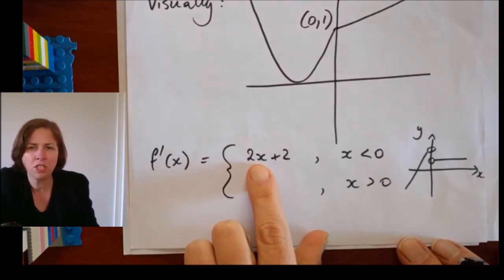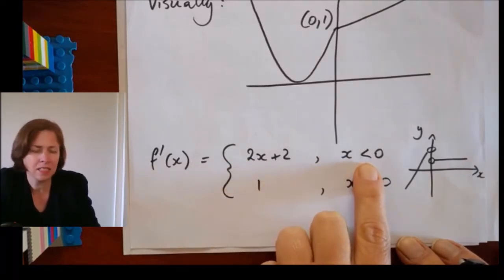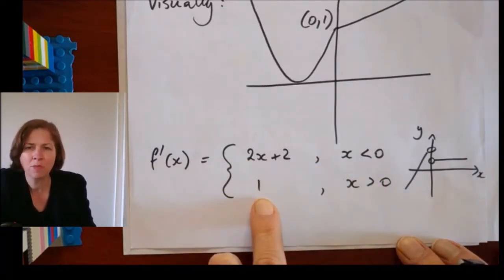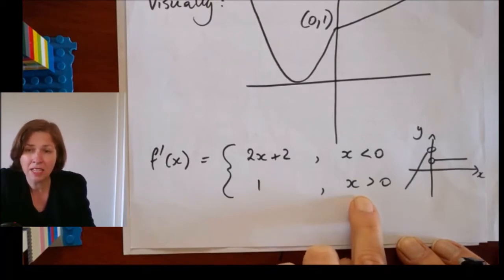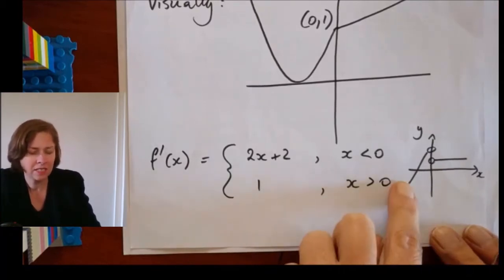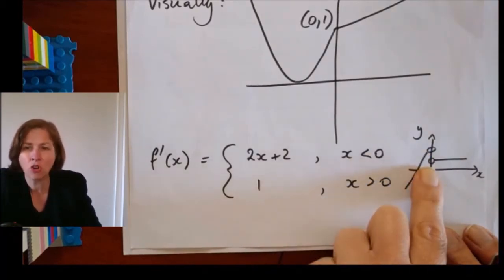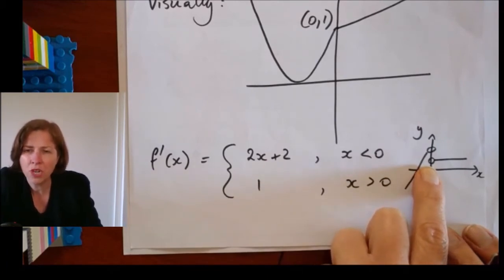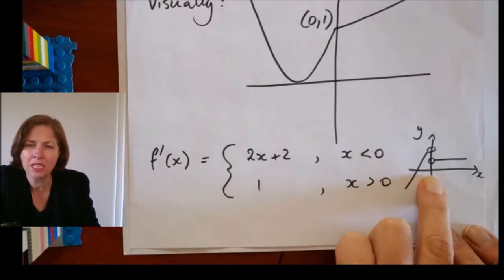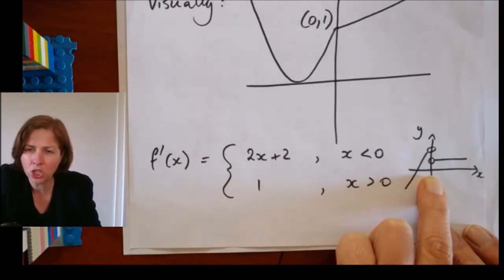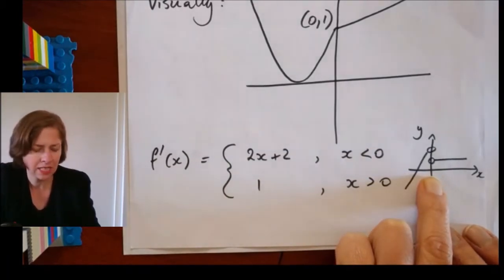My derivative is going to be 2x plus 2 for f dash of x for x is less than 0, and f dash of x is going to be 1 for x is greater than 0. Now, this derivative function is not continuous, and that's really what we're looking for. If a function is not differentiable at this point, then the derivative function will not be continuous at this point.